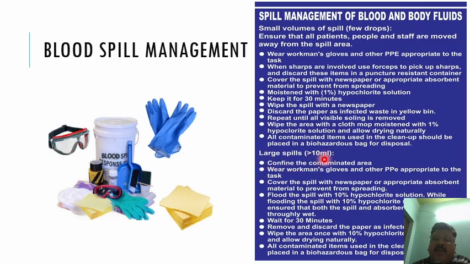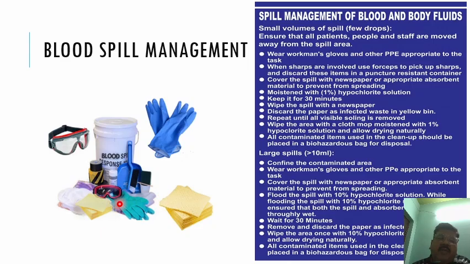If there are large spills, more than 10 ml, confine the containment area, wear workman's gloves and other personal protective equipment appropriate to the task, cover the spill with newspaper or appropriate absorbent material to prevent it from spreading, and flood the spill with 10% hypochlorite solution. While flooding the spill, it should be ensured that both the spill and the absorbent are thoroughly wet. Then wait for 30 minutes. Remove and discard the paper and wipe the area again with 10% hypochlorite, and all the contaminated items should be kept in a biohazardous bag and disposed of as per the biomedical waste guidelines.